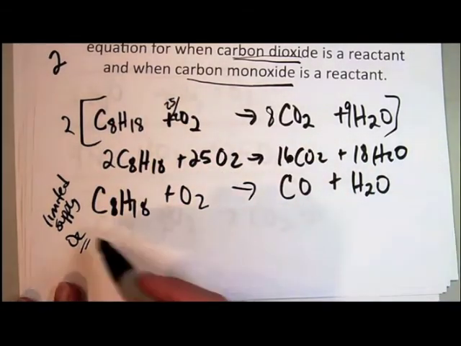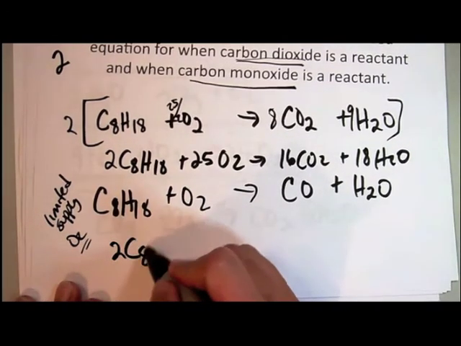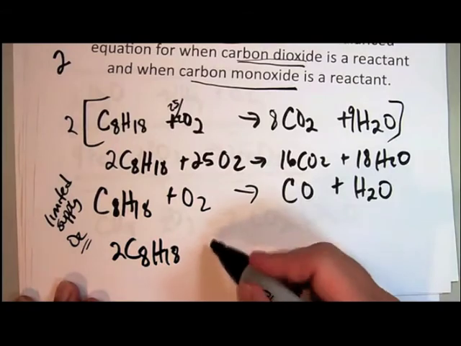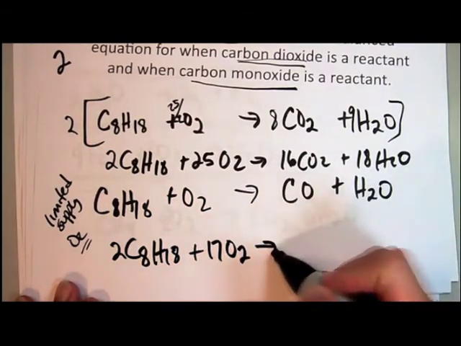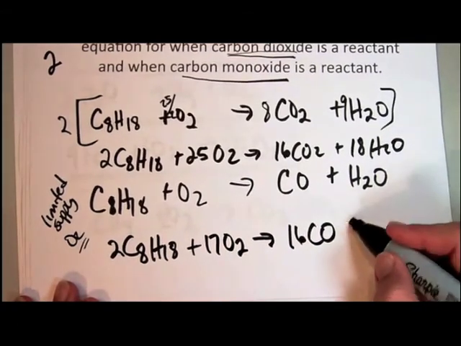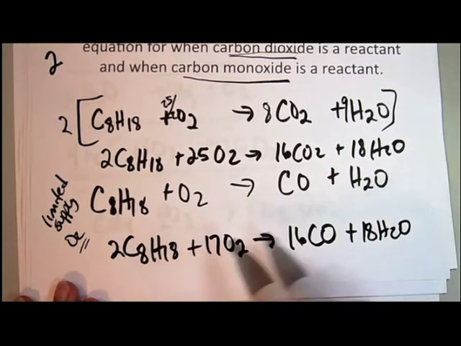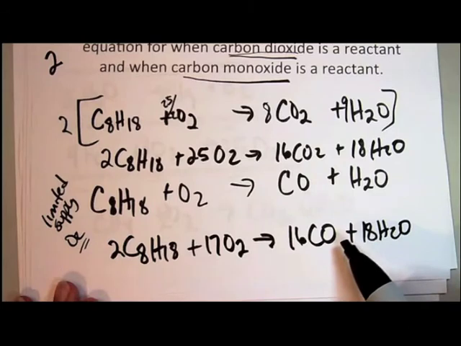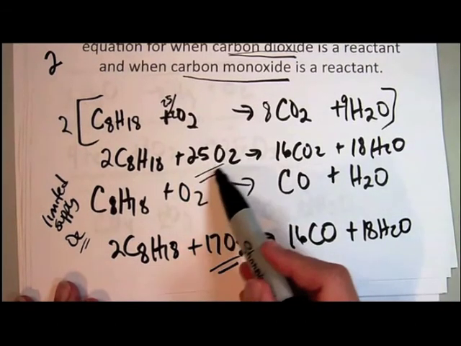Very good. The answer for this one, where carbon monoxide is the product, you can work it out yourself. Stop the tape. Don't look at my answer until you've had a chance to work it out yourself because I don't want to spoil it for you. All right, so once you work it out, this is what you should get for your answer. That's right. And so in this case, we have 17 oxygen, in this case 25, and that's the difference.